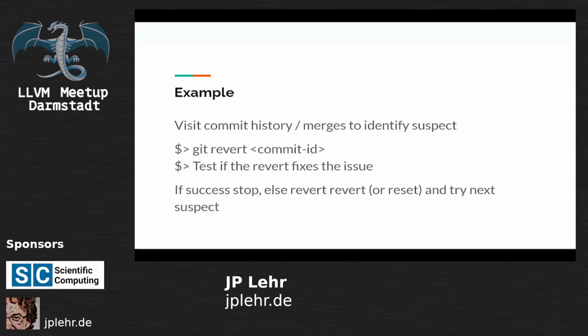So I went through the commit history and again, we have these merge points. So I started with these merge points and then looked at which commits came into these merges. And then I simply did, this could be it. So I git reverted that commit and I tested if the application built again. And once I found the offending commit, I knew at least what it was. Of course, if that revert didn't work, you revert the revert or just reset back to wherever you started and do the next suspect.